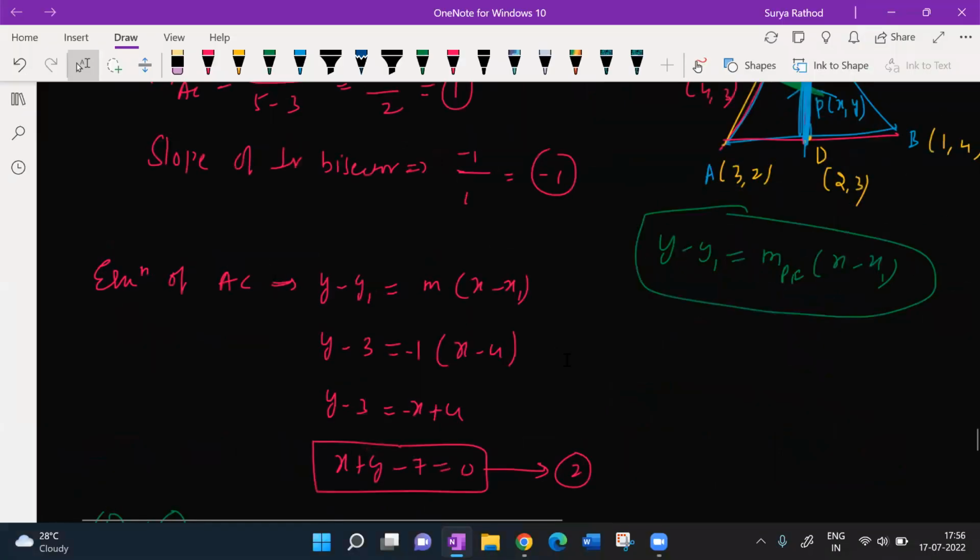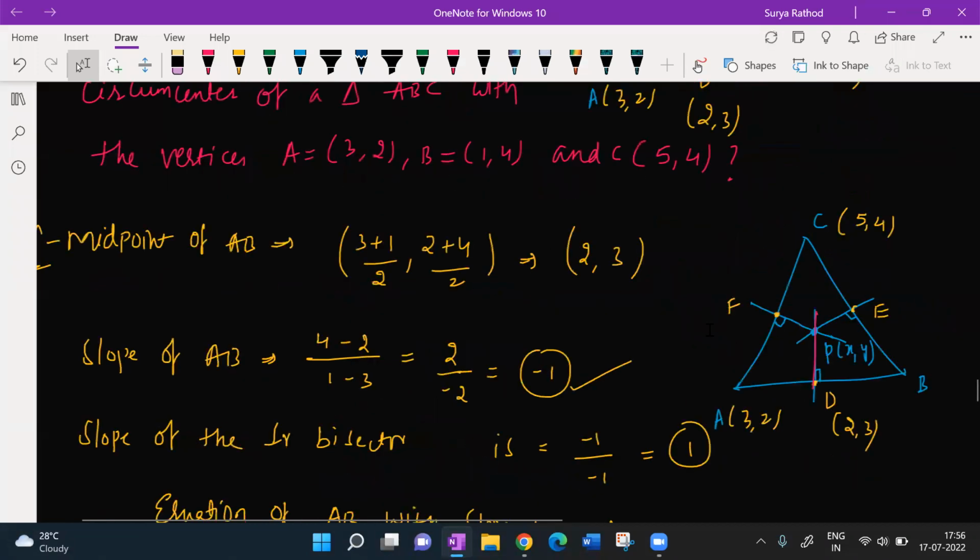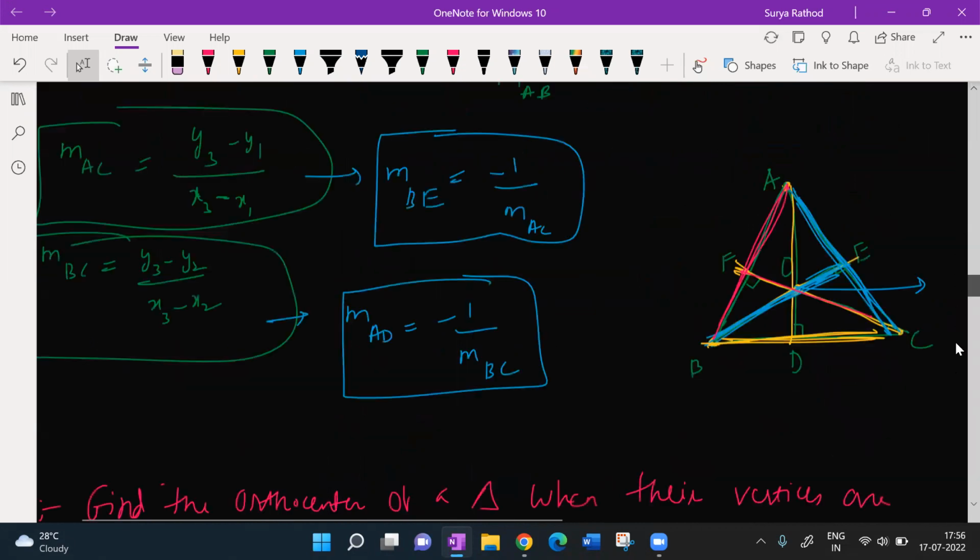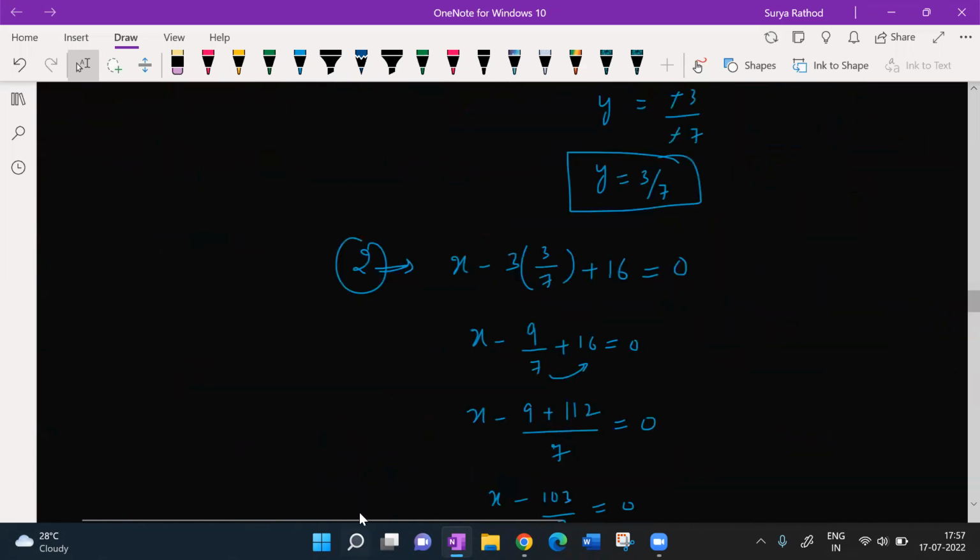Sir, will the circumcenter also come? We learned orthocenter, circumcenter, and the centroid. Same process for the three of them? No, the centroid is different: x1 plus x2 plus x3 by 3. Midpoint will be different; here we'll be finding the midpoint.